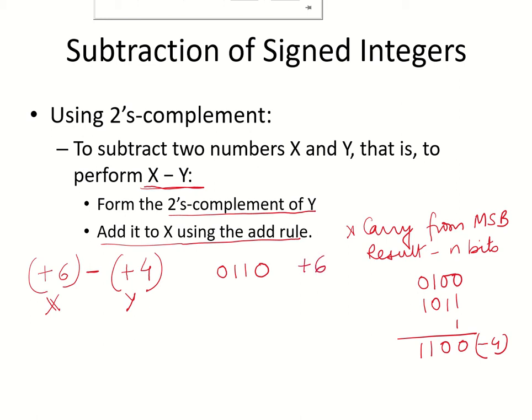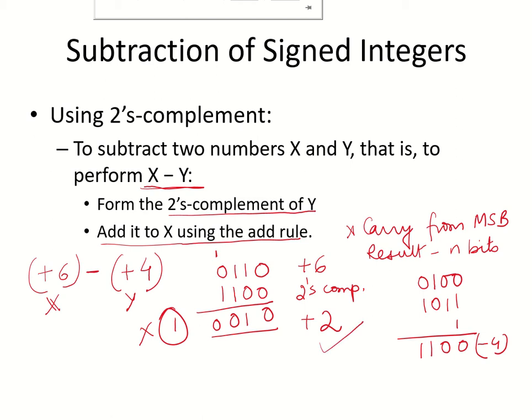To this plus 6, I have to add the 2's complement of plus 4. So the 2's complement of plus 4 I am going to add, which is 1 1 0 0, and this gives a carry out, and this carry I have to ignore. This is the result, which is plus 2, and this is the correct result. Plus 6 minus plus 4 is plus 2. As it is, the range with 4 bits is minus 8 to plus 7. So plus 2 can be represented using 4 bits.